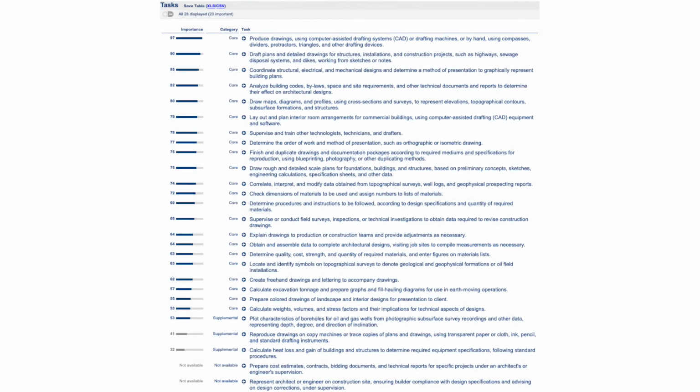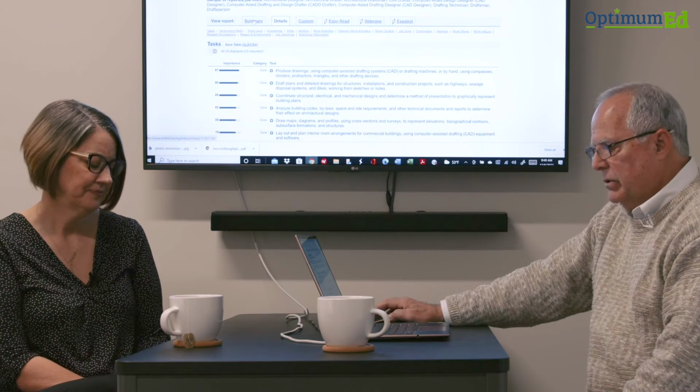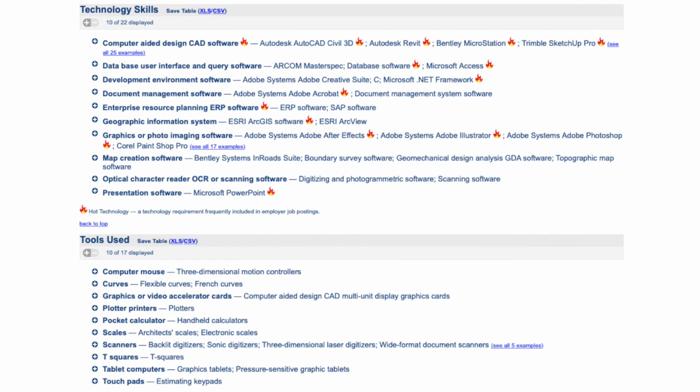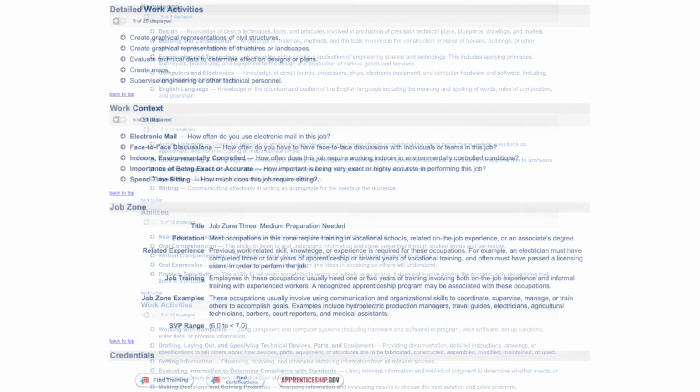So it'll tell you, for example, all the different tasks on it that you have to perform on a daily basis. And it'll even tell you how important each task is to the job. Is it core or supplemental, right? Important information just to understand what you have to do every day when you get out of bed and go to work. These are the things you're going to be having to do. Tells you what technology that you have to be familiar with, software programs and things in order to be competitive and successful. Knowledge base, skill base, what abilities you have to have, work activities. It just goes on and on.